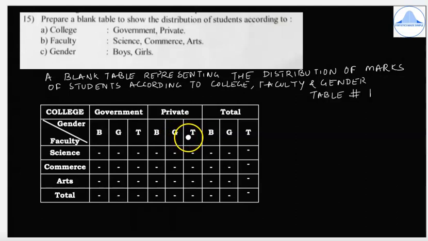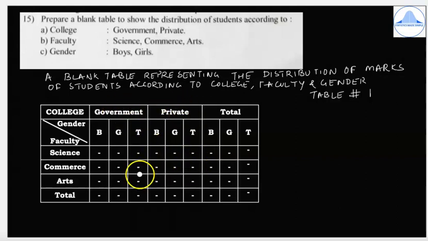Now, the other possibility is that students in government and private colleges can be classified into science, commerce, arts, and then you'll have the total column. Similarly, the private college students will be classified into science, commerce, arts, and total column. So that is a possibility which you can have. So there is no correct way as such to form a blank table.